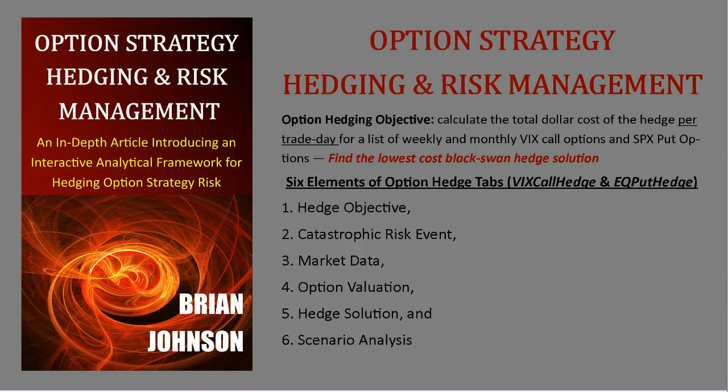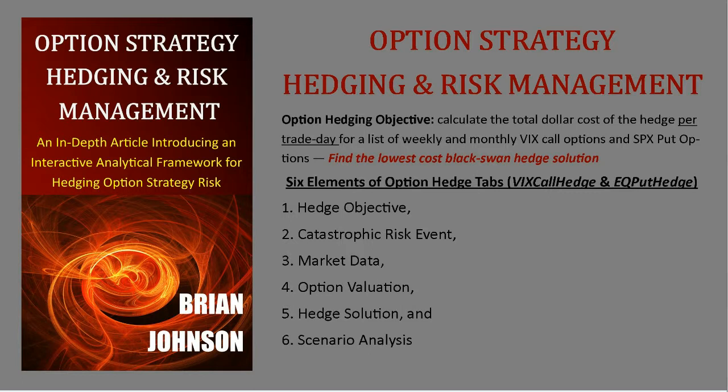There are two option hedging spreadsheet tabs. The VIX Call Hedge tab is used to evaluate and calculate the cost of constructing a black swan hedge using VIX call option candidates. The EQ Put Hedge, or Equity Put Hedge tab, is used to evaluate and calculate the cost of constructing a black swan hedge using put options on the underlying security, which will be SPX in this example. The format and mechanics of these two option hedging tabs are almost identical. As a result, I will focus primarily on the VIX Call Hedge tab in this demonstration video.